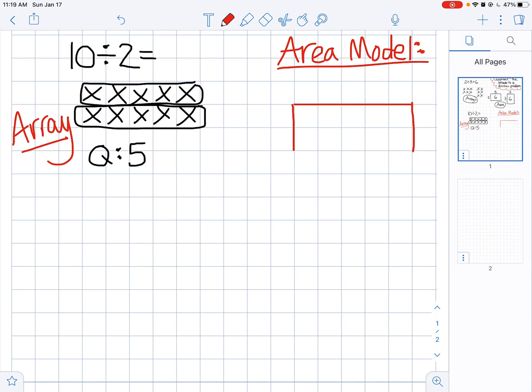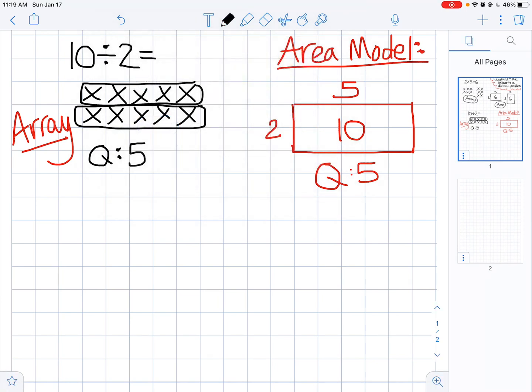So then I can complete my area model, and I'm going to label it as 2. I knew I had 10 in the middle. And then to figure out my missing part, I'm just going to count my side lengths. 1, 2, 3, 4, 5. There you go. And so my quotient here is 5. So when I have something like 10 divided by 2, I can skip count by that, make that many rows, and then skip count until I get to the end.